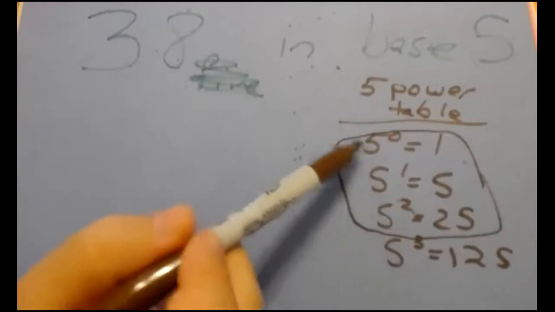All right, the 5 power table says 5 to the 0 is 1, 5 to the 1 is 5, 5 squared makes 25, and 5 cubed makes 125. Now, do I need this one? No, because 38 is less than this one, so I'm only going to use these 3. I'm going to stop there for a minute. Does it make sense that only these 3 are going to be my places?